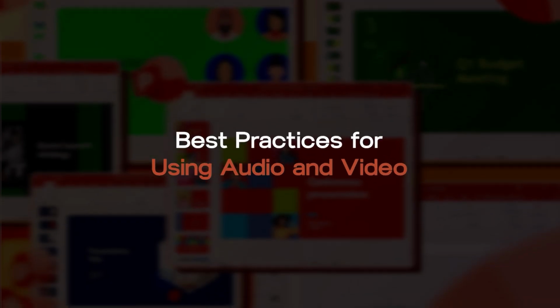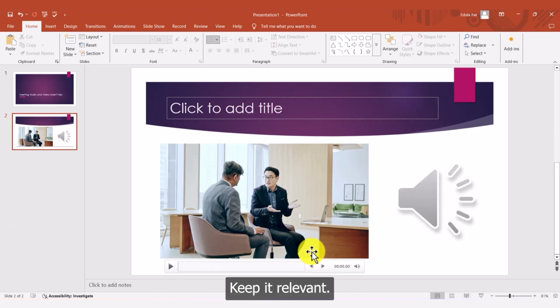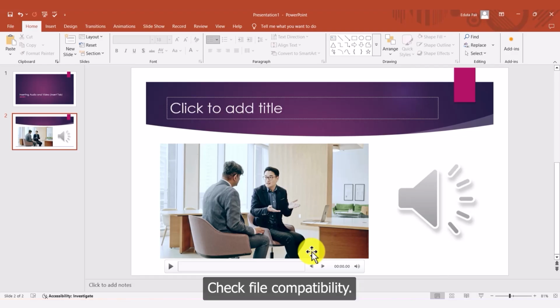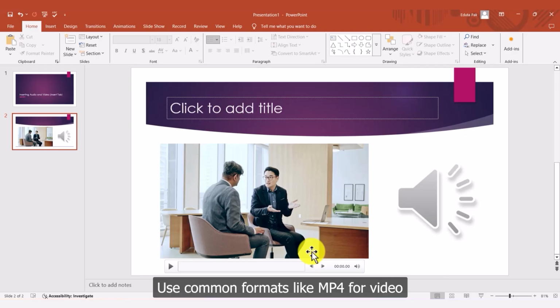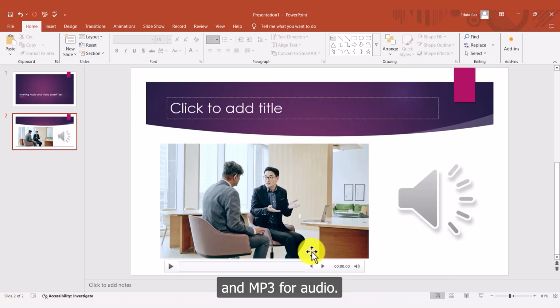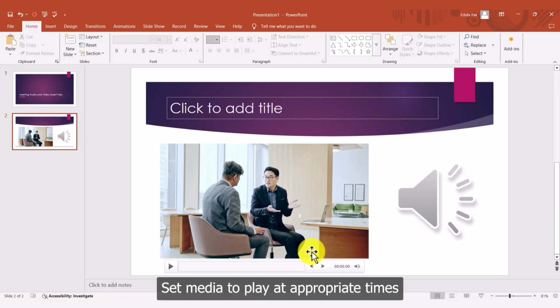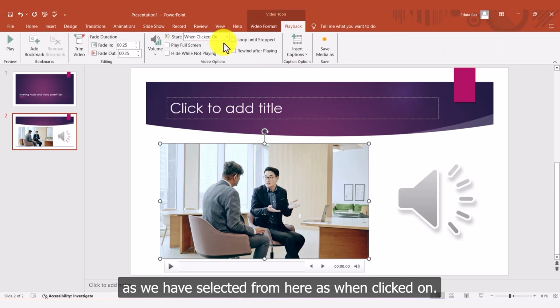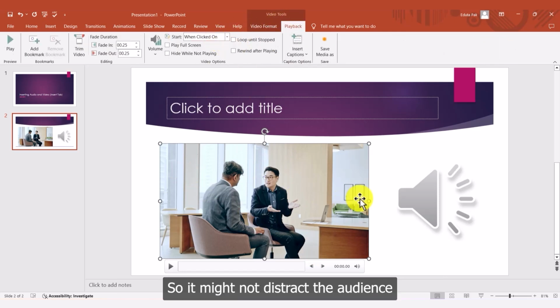Best practices for using audio and video. Keep it relevant. Ensure multimedia elements support your message. Check file compatibility. Use common formats like MP4 for video and MP3 for audio. Avoid autoplay distractions. Set media to play at appropriate times, as we have selected from here as when clicked on. So it might not distract the audience, as it should be played when clicked on instead of automatically playing.